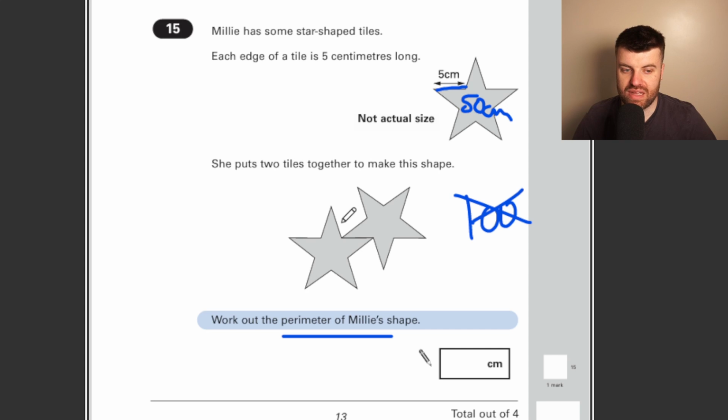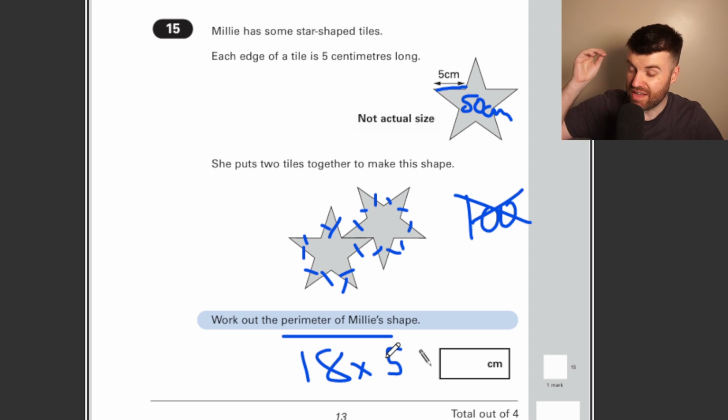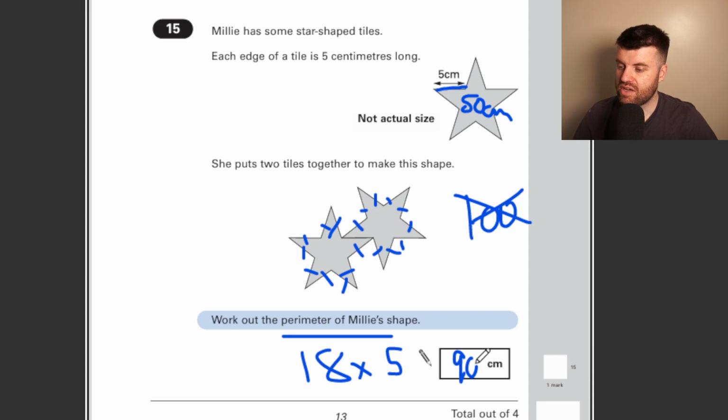So the number one thing to do here is to count the edges. So how many do we have on show? 1, 2, 3, 4, 5, 6, 7, 8, 9, 10, 11, 12, 13, 14, 15, 16, 17, 18. We know that each one of those lengths is 5. So we have 18 multiplied by 5. And a nice shortcut for multiplying by 5 is to multiply by 10 and then halve it. So 180 halved, that is a 90 centimeter perimeter.